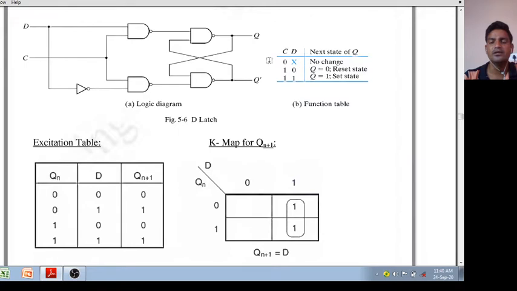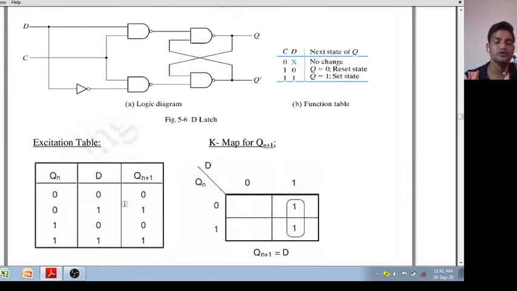So this is your characteristics table. 0 X no change, 1 0. When value of D is 0, Q will be 0. When D equal to 1, Q equal to 1. So we will expand this table. Now there are only Qn and 1 input D. So 4 possible combinations: 0 0, 0 1, 1 0, 1 1. Q(n+1) is 0 0 1 1 0 0 1 1.